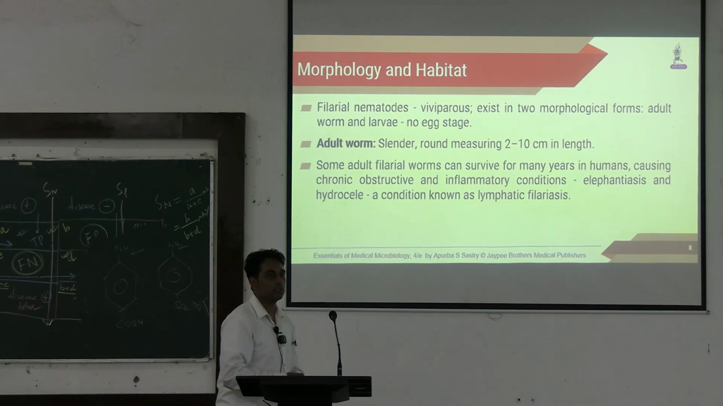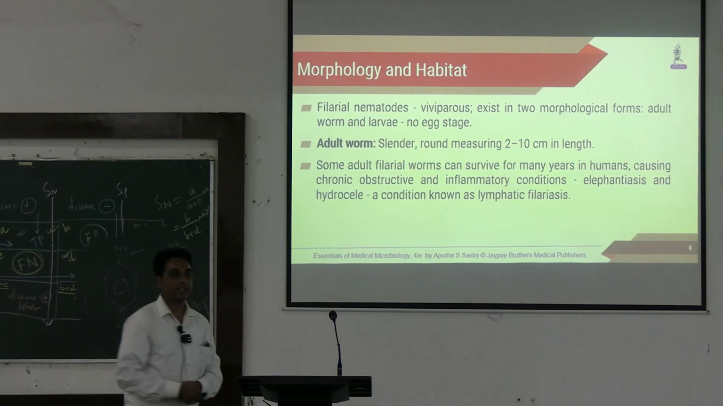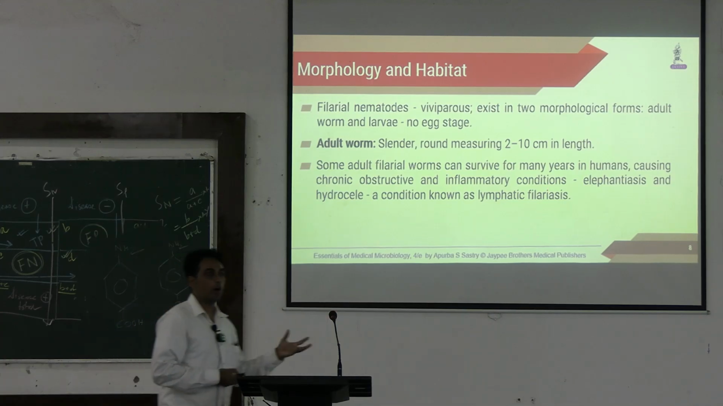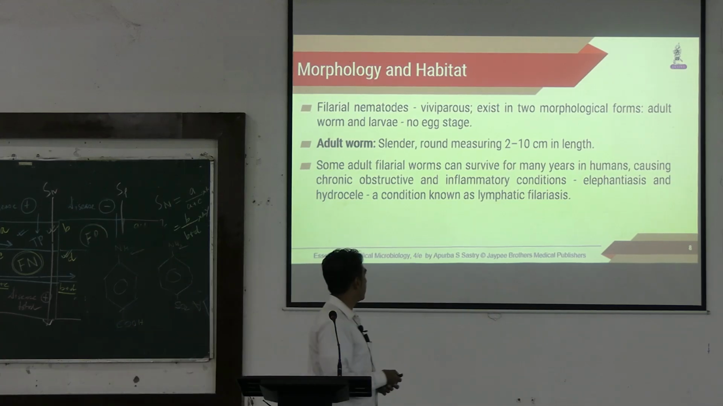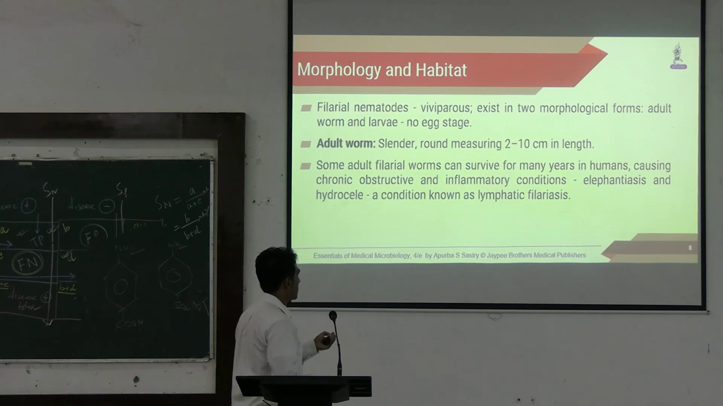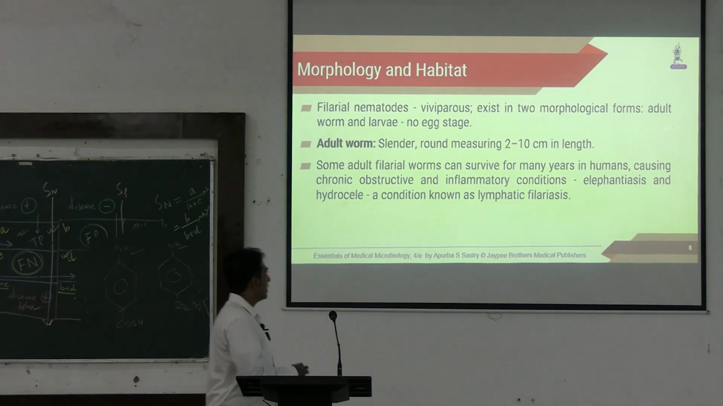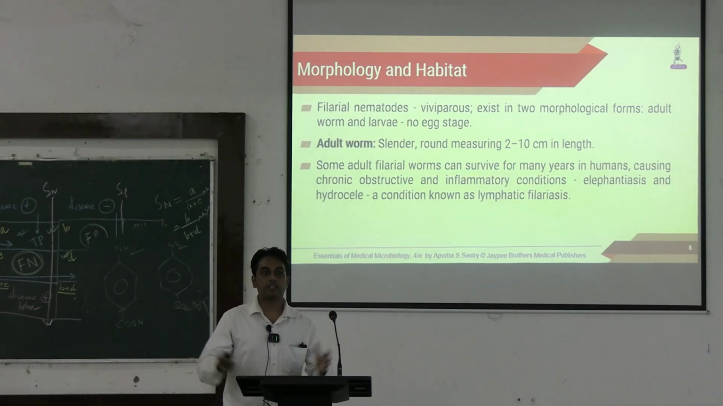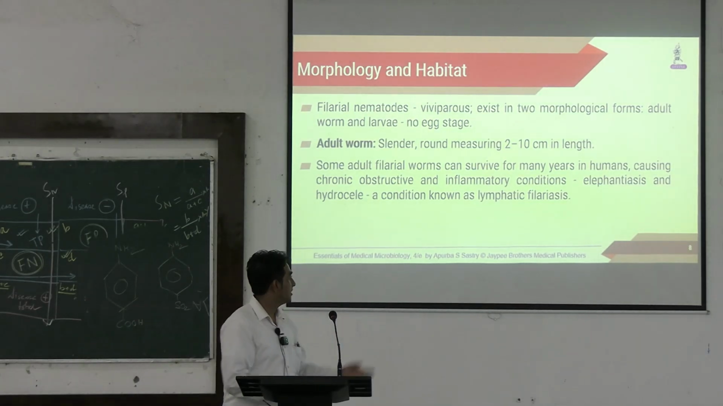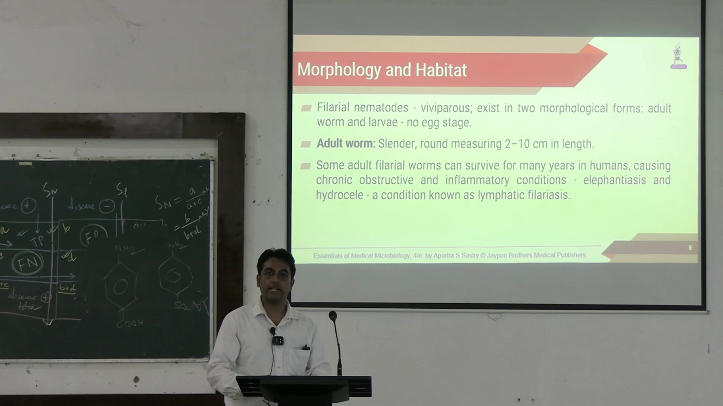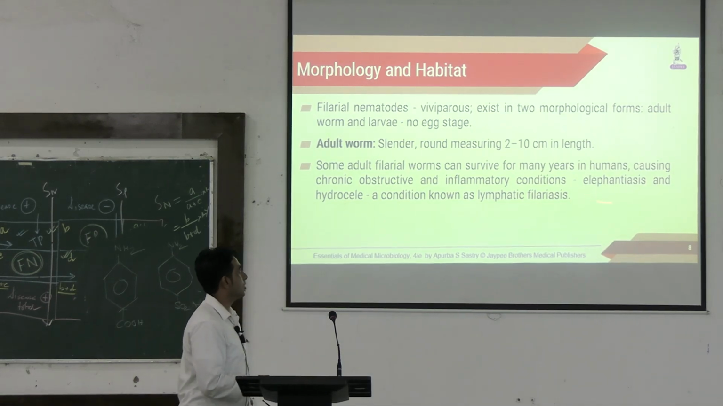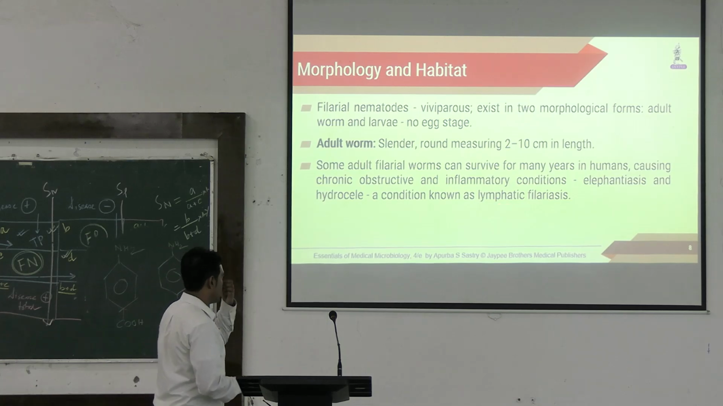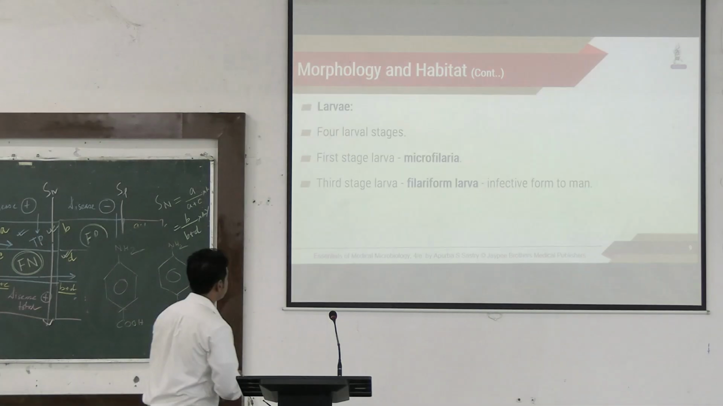The filarial nematodes, when they reside inside our lymphatic system for a long duration, they produce obstruction due to the large increase in number, and they produce obstruction and inflammation of the local skin. This causes elephantiasis, where the lower limbs get swollen and inflamed and resemble the legs of an elephant. So that is why this is known as elephantiasis. And hydrocele, this produces a condition known as lymphatic filariasis.